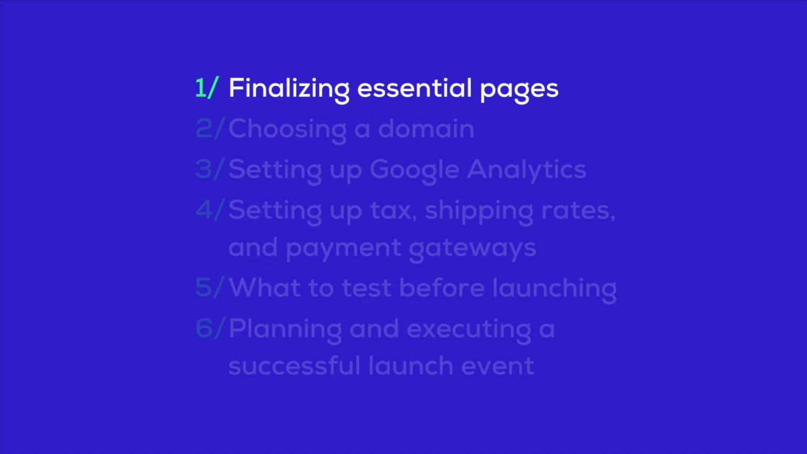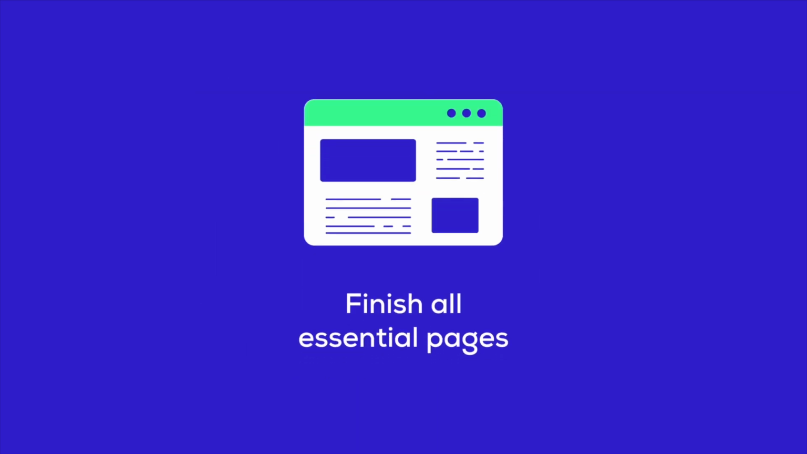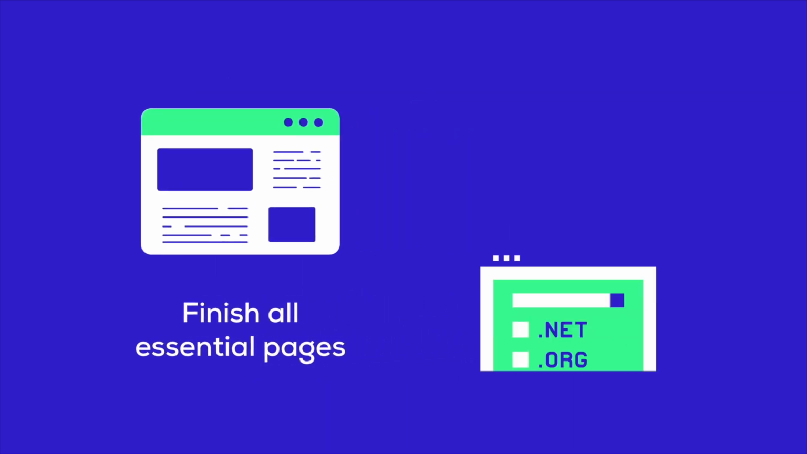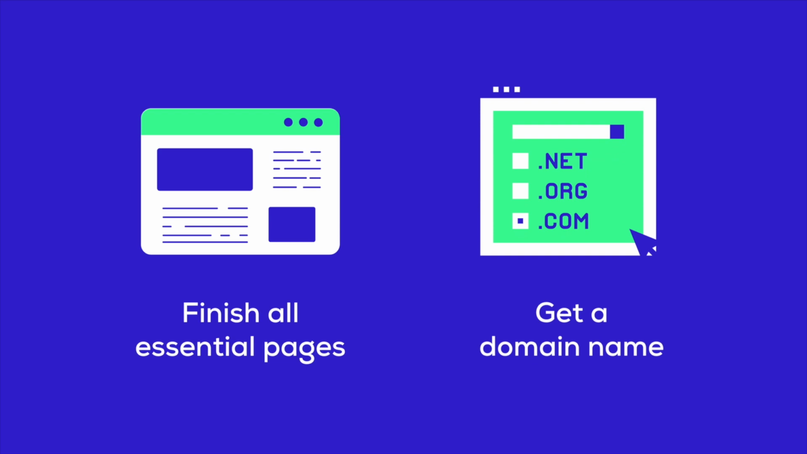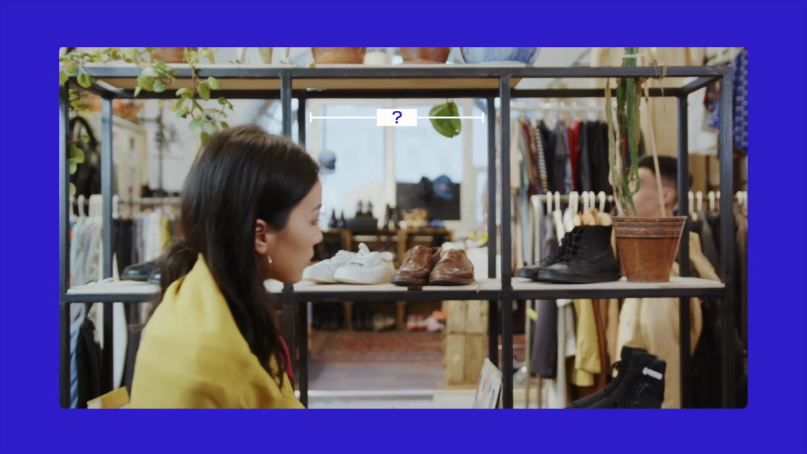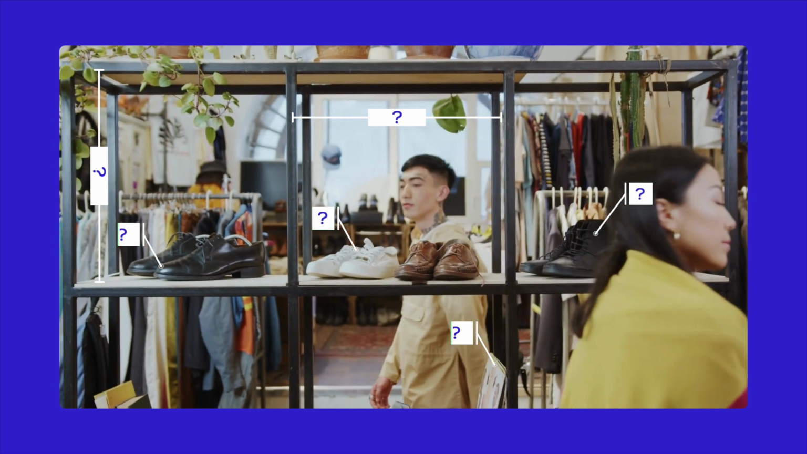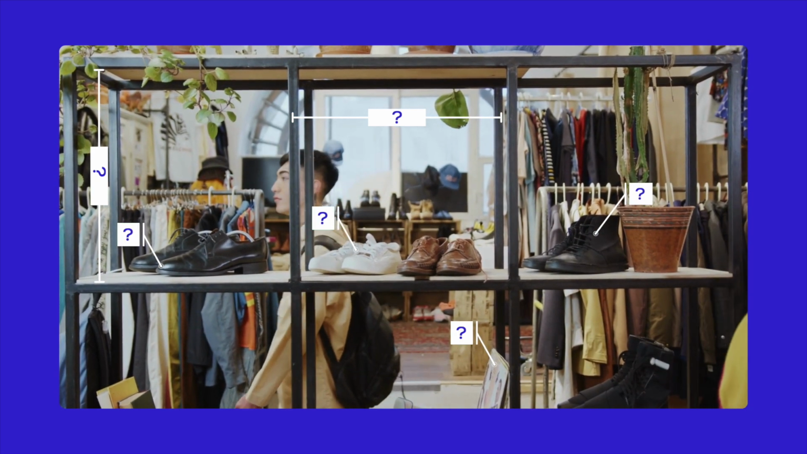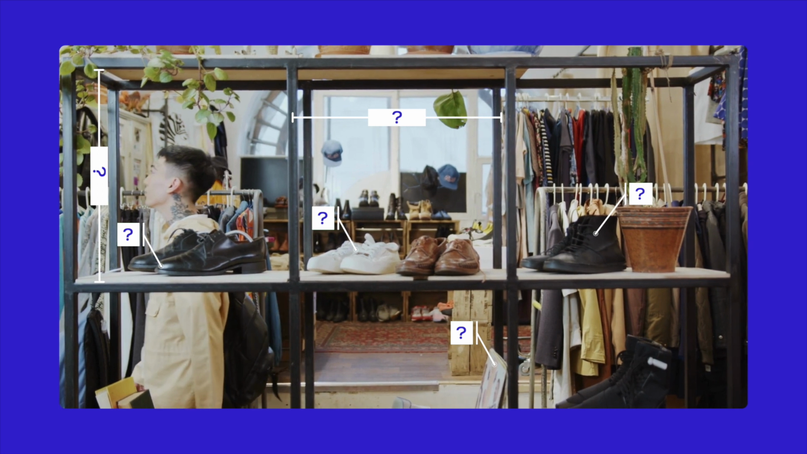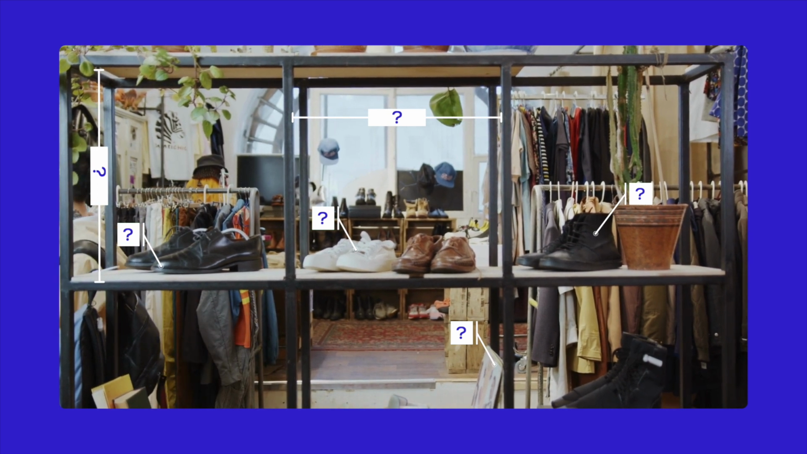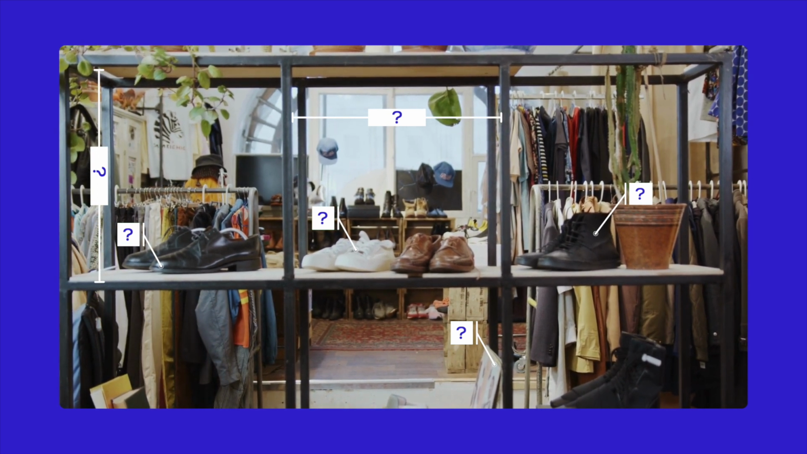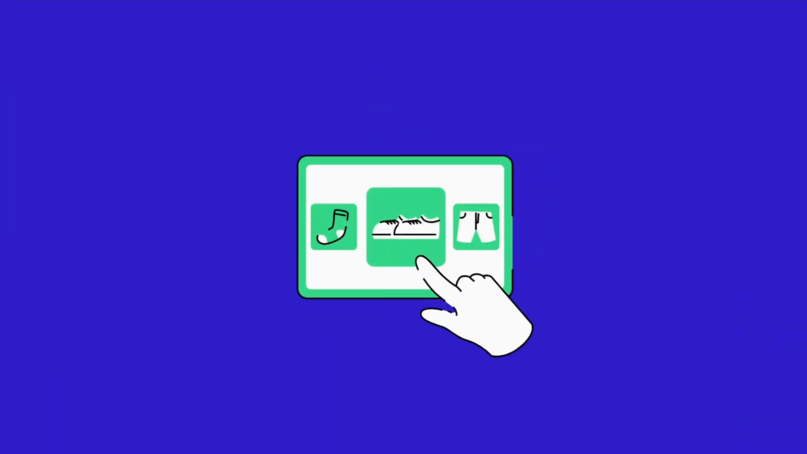1. Finalizing your essential pages. First and foremost, make sure you've completed all the essential pages and secured a unique domain name for your site. Imagine walking into your favorite store. What's the first thing you see? How do you decide where to go? The same principles apply to your online store. Think of it as translating those real-world shopping experiences into the digital realm.